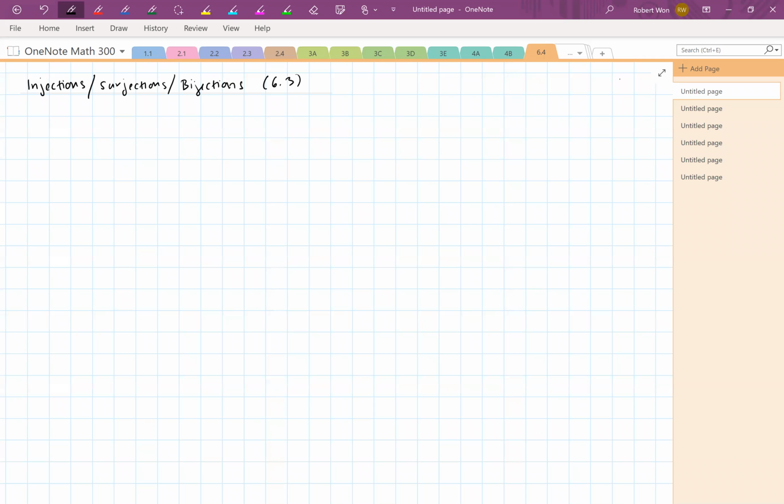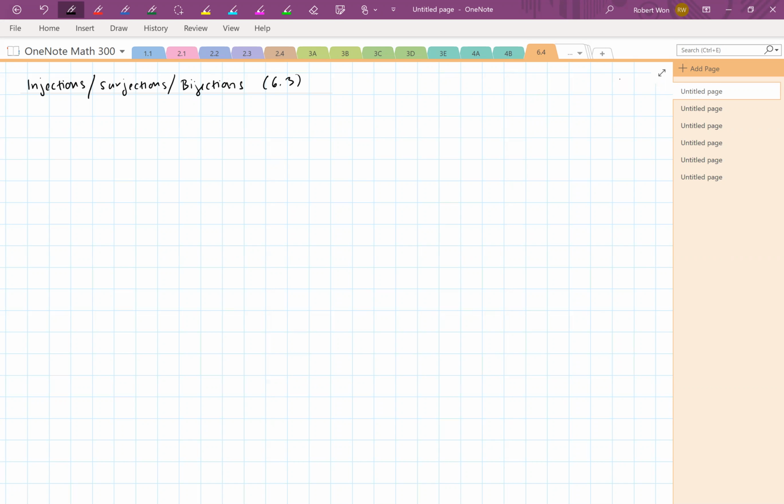All right, welcome back. Remember that we're talking about functions, and we talked about what it means for a function to be injective, which means that it never collapses two elements to the same element under the function. What it means for it to be surjective, which means that it hits everything in the codomain, and what it means for it to be bijective, which is just both injective and surjective.